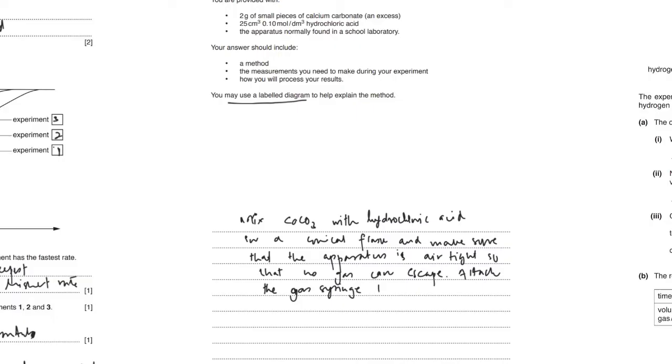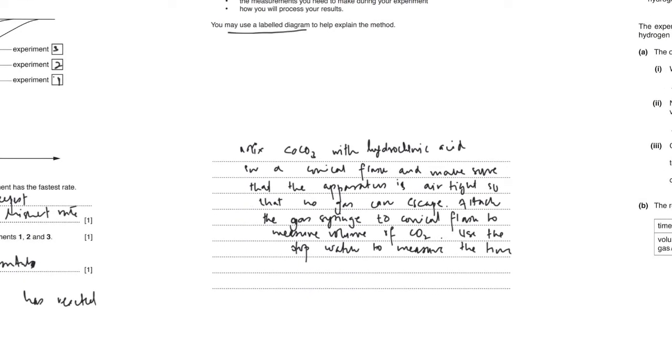So attach the gas syringe to the conical flask to measure the volume of carbon dioxide, and use the stopwatch to measure the time taken for all the gas to collect. Okay, so I think that would be enough.